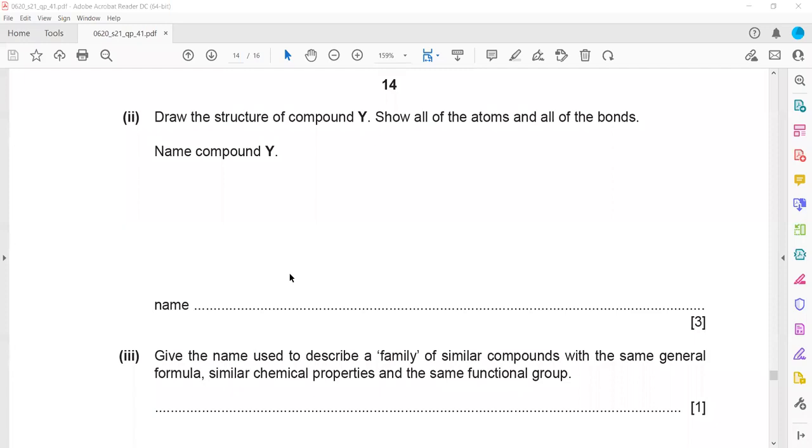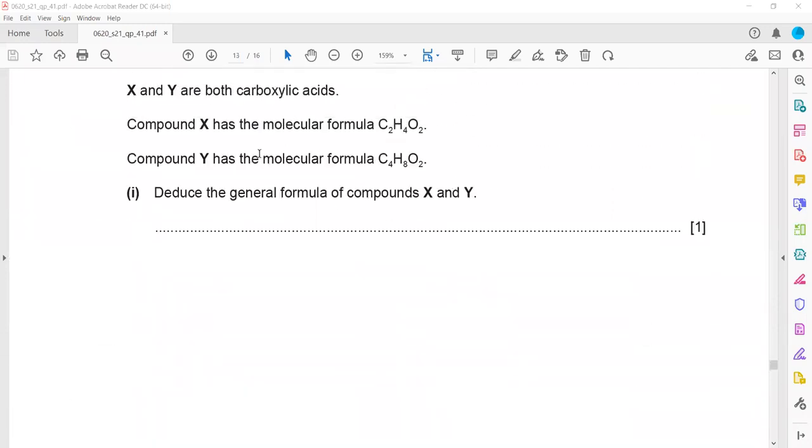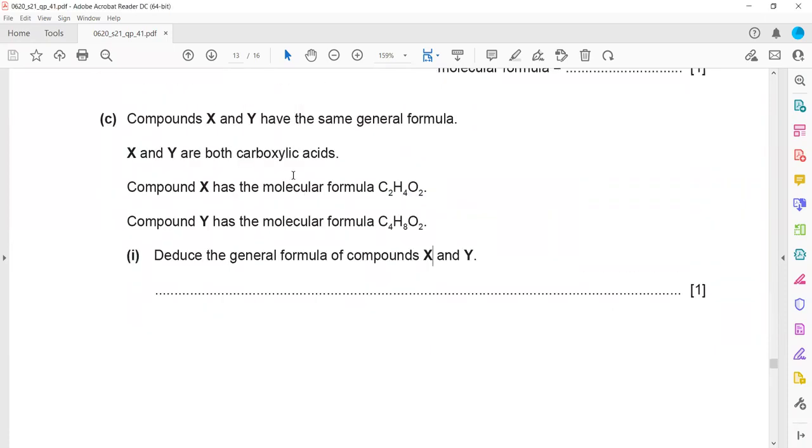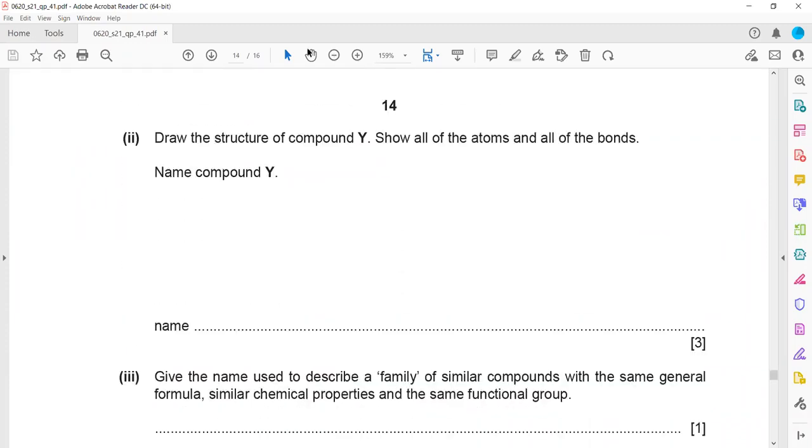Then draw the structure of compound Y and show all the bonds. What is compound Y? As you can see, compound Y contains 4 carbons, and they already mentioned it is a carboxylic acid. So I have to draw butanoic acid. For a carboxylic acid, the functional group is C double bonded with O, O and H. That is the functional group.